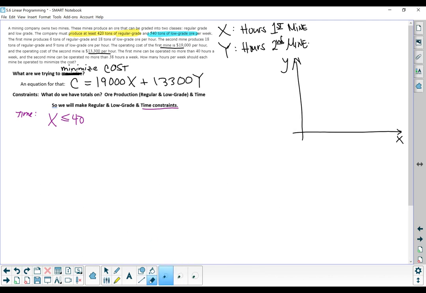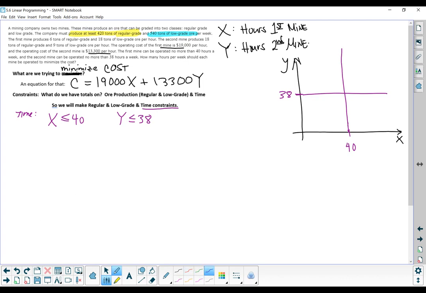Now I'm going to go ahead and plot that on my coordinate plane, keeping in mind that I usually plot things sort of in the middle to start with, so that for my next points that I plot, I have room for them. And then our second mine is 38 hours per week or less. Okay, so X has to operate at less than 40 and Y has to operate at less than 38 hours.